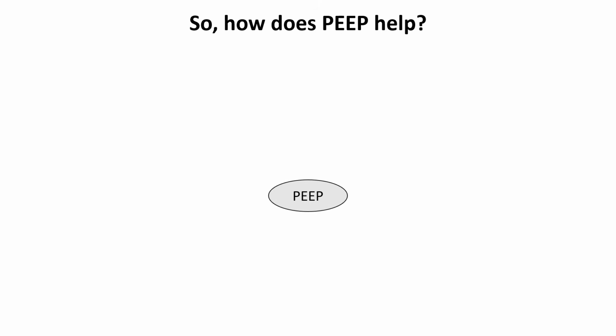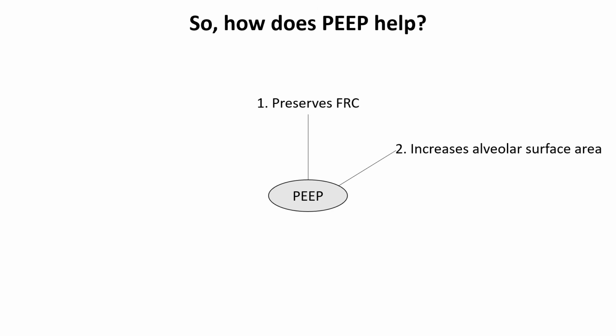Firstly, by maintaining positive pressure at the end of exhalation, PEEP prevents alveolar collapse and preserves functional residual capacity, ensuring continuous gas exchange throughout the respiratory cycle. It also increases the surface area for gas exchange, improving oxygen transfer and reducing the need for high FiO₂, which can lead to oxygen toxicity. Additionally, PEEP protects against ventilator-induced lung injury from atelectrauma, a condition occurring from repeated collapsing and reopening of alveoli. This lung protective effect is particularly beneficial in ARDS, where the lungs are highly susceptible to injury.